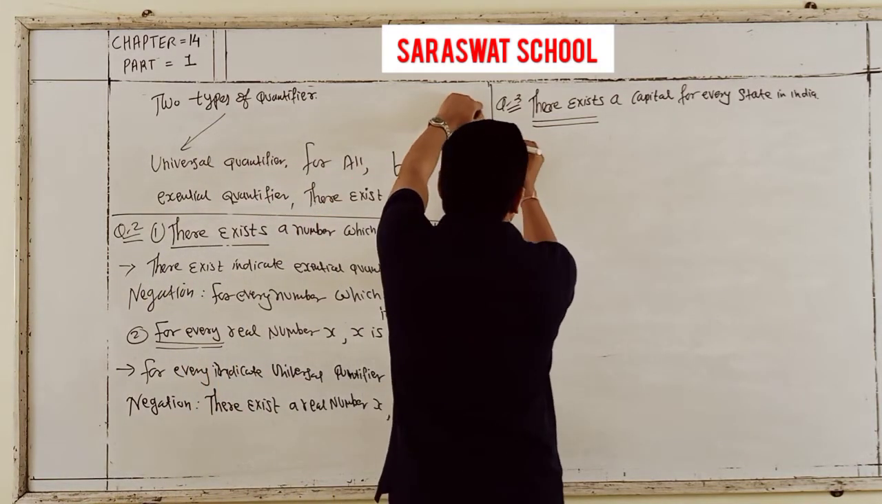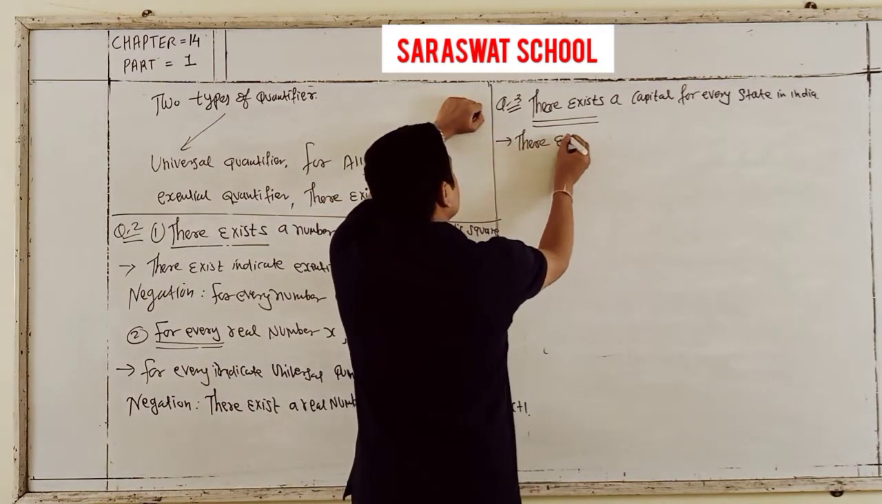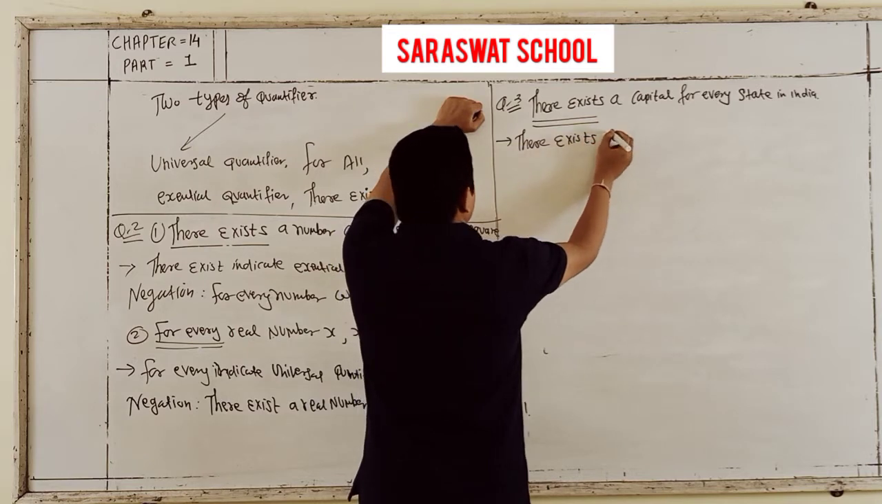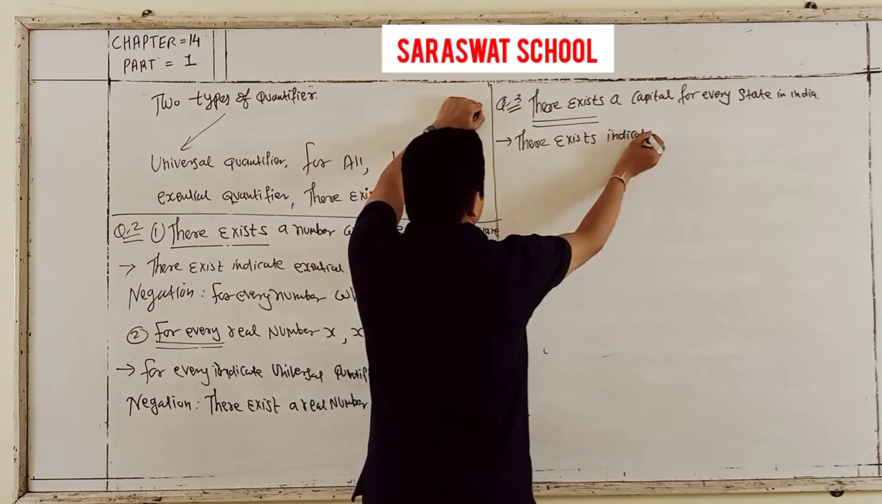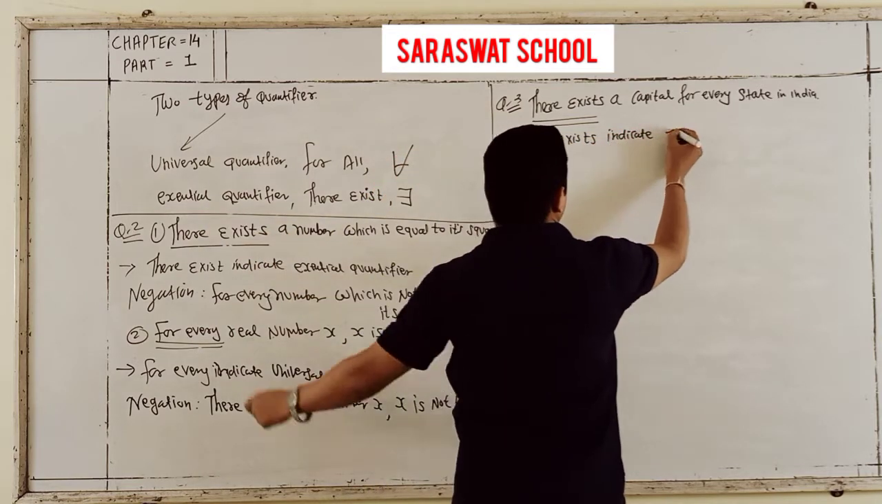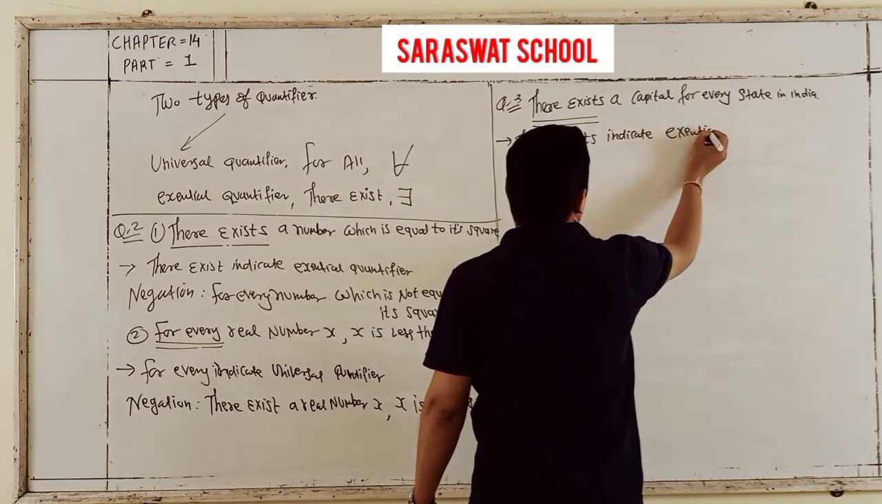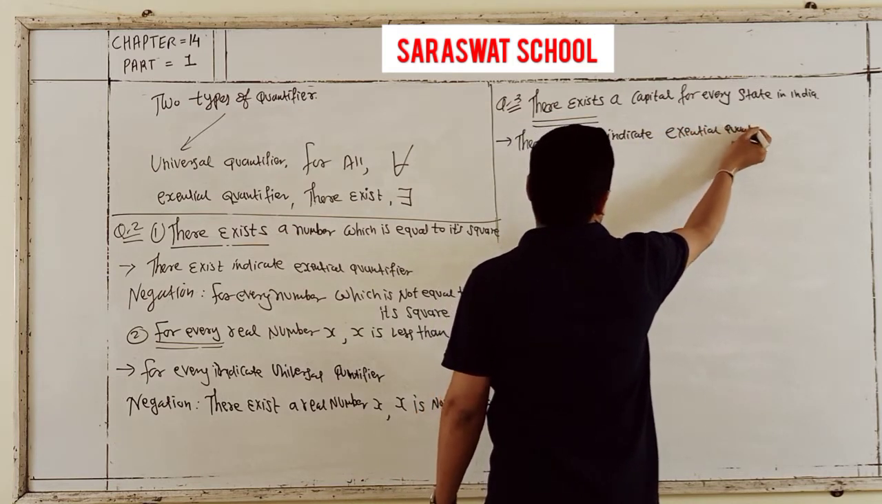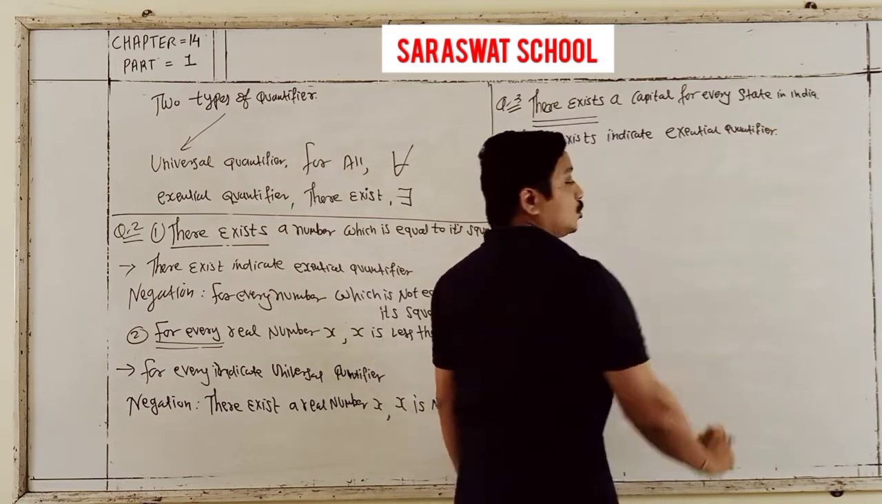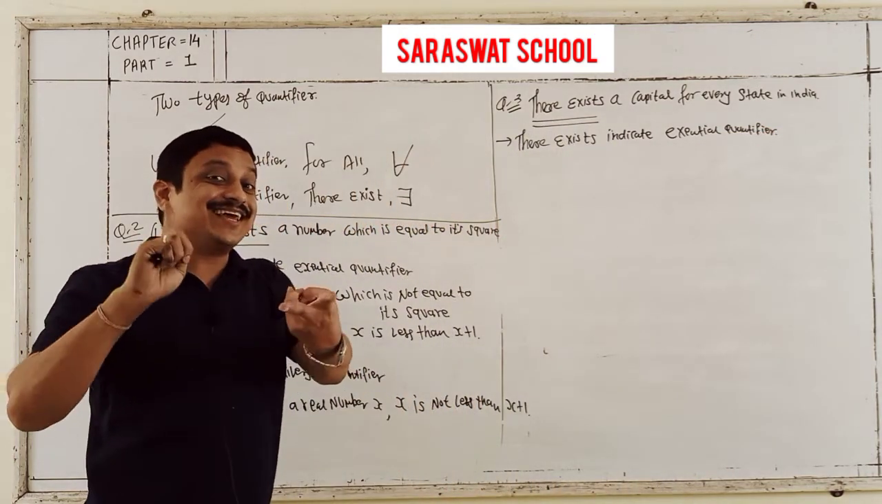Yes, here there exists indicates, yes, that one, the existential quantifier. So there are only two types of quantifier: universal and existential.